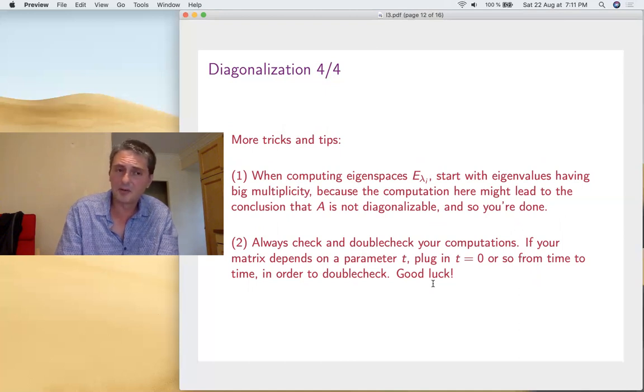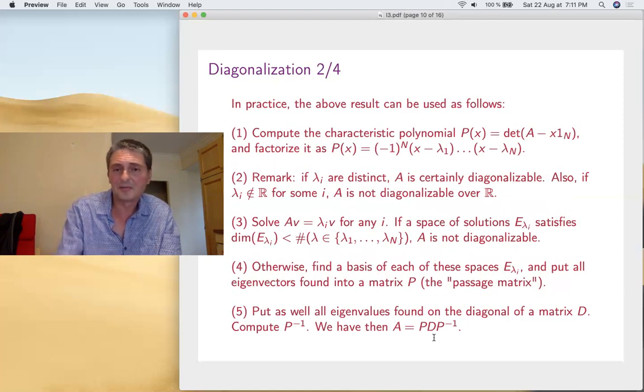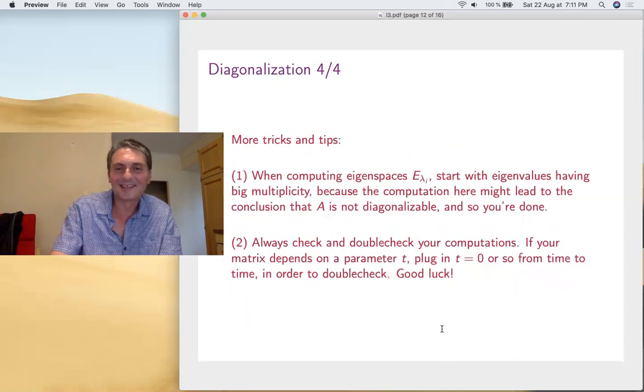Many problems actually involve a parameter, so just plug in t equals 0 from time to time to double check. Yeah, computation. I mean, there are many computations. Let's go back to the algorithm here. If you fail one of them, the final answer will be wrong. But double check all the time, and that's particularly useful when you have a parameter. Just plug in t equals 0. Usually it takes a few seconds to verify.